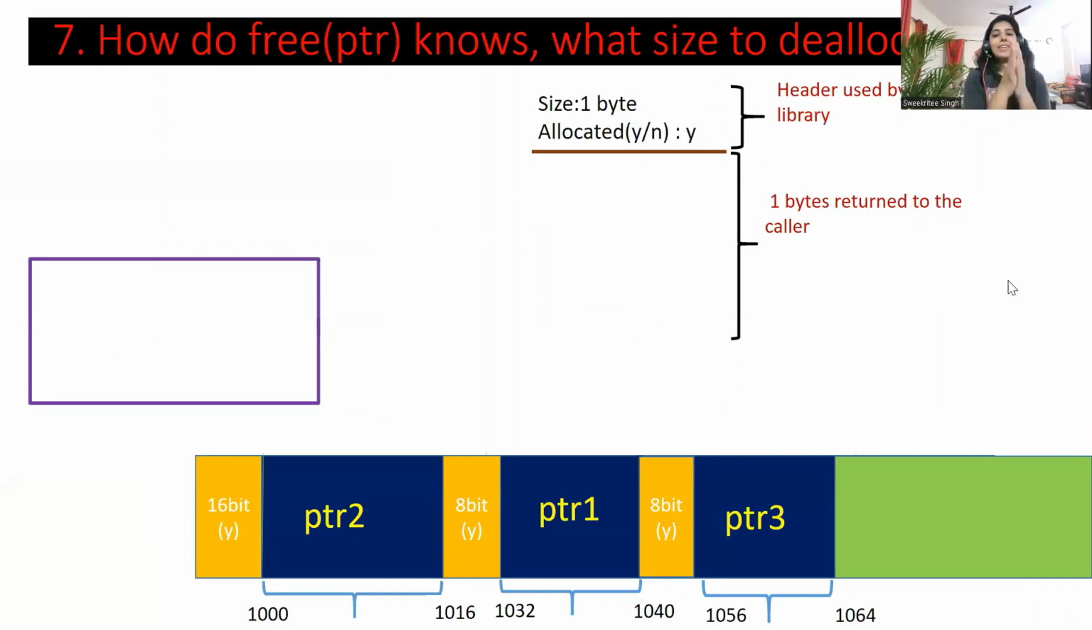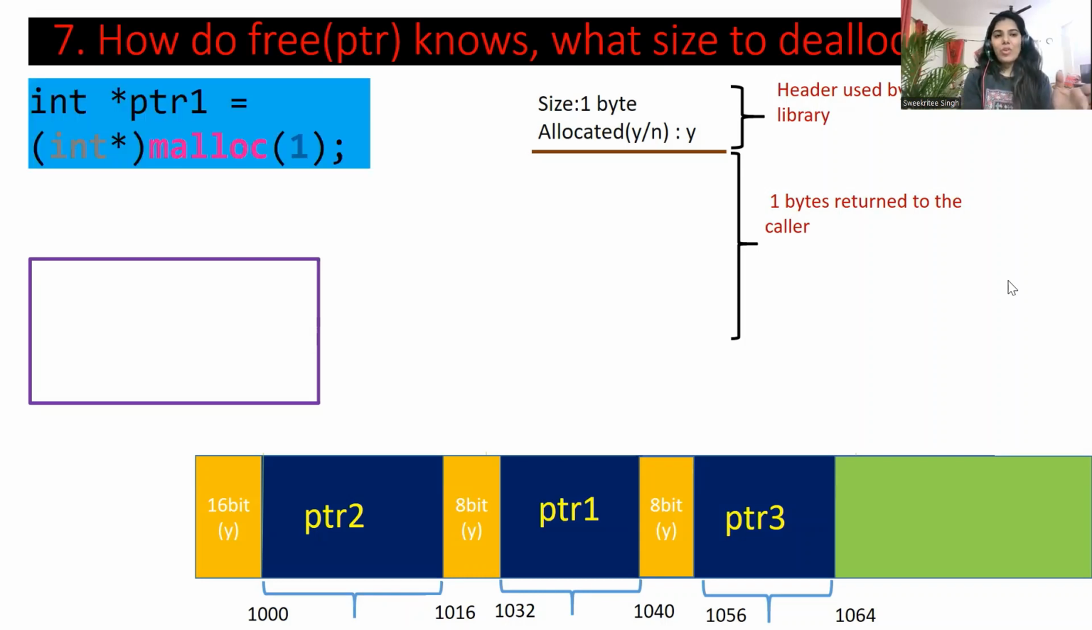Now, the other interview question comes. How did free(ptr) know what size of memory to deallocate? For example, in case of memory allocation, the call to malloc was made, and here the requested size of 1 byte was mentioned. But in case of free, only the name of the pointer is mentioned, and what size it had requested for allocation is not mentioned. Then how does free know what size to free?